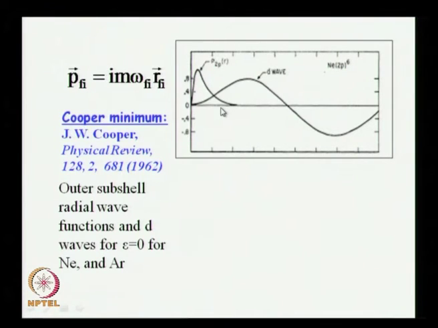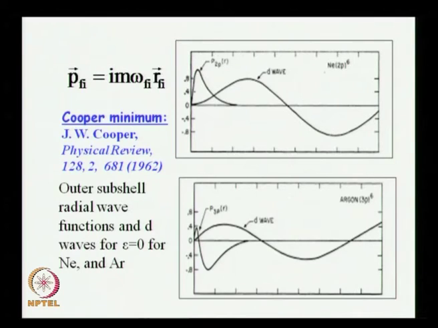Now if you consider, instead of neon, just the next atom in the periodic table just below neon, which is argon, a very similar atom. Its chemical properties are very similar, both are inert gas atoms, but there is a significant difference in the nature of the outer 2p wave function for neon and the outer 3p wave function for argon. What is the difference? 3p has got one node.